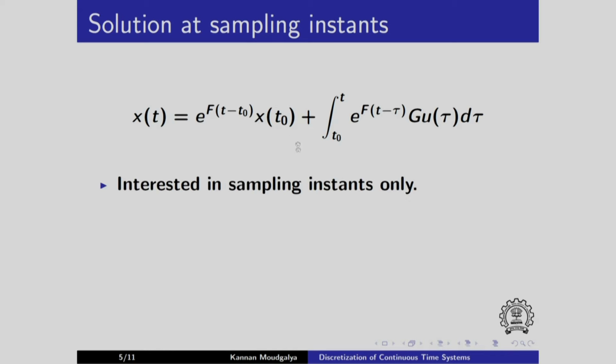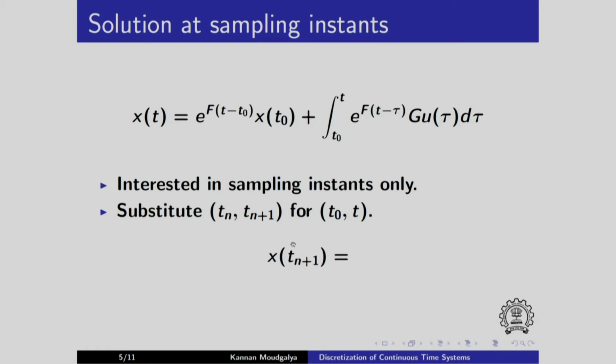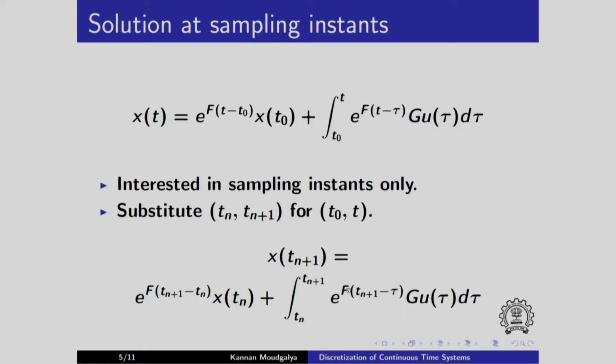So what we will do is we will substitute Tn in the place of t0, Tn plus 1 in the place of t. When we do that, x of t becomes x of Tn plus 1, because in the place of t we are putting Tn plus 1. Similarly, we simplify every term. The first term, it is Tn plus 1, t0 becomes Tn, and the integral goes from Tn to Tn plus 1, and we obtain this expression. Note that tau is a dummy variable and hence it is not changed.